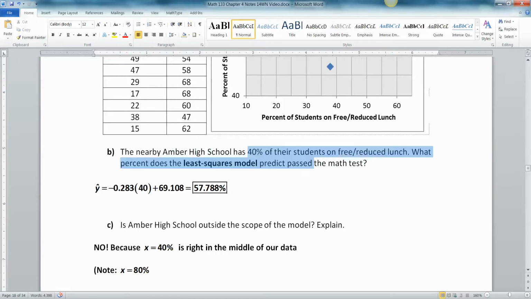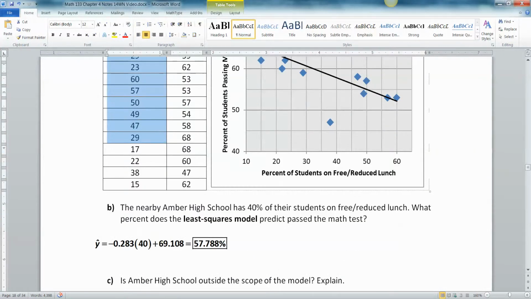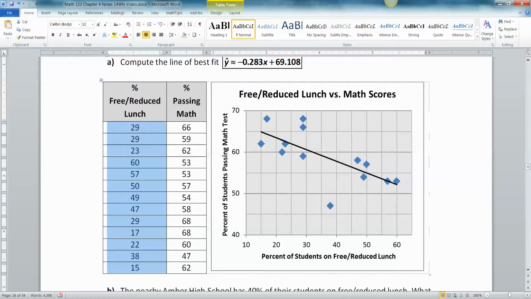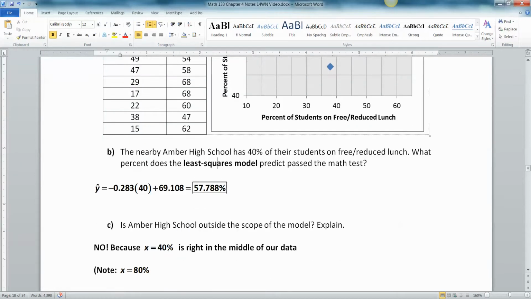So 40% on free reduced lunch, that's your X, right? That's your free reduced lunch. That's your explanatory variable. So you're going to put 40 in for X. Now you don't have to make it 0.40 because the table already has these as percentages with whole numbers. So you want to match whatever your data table has. So in this case, whole numbers, so we're going to use 40. And when you do that, you're going to get 57.788%, right? Just grab a calculator and type it in.